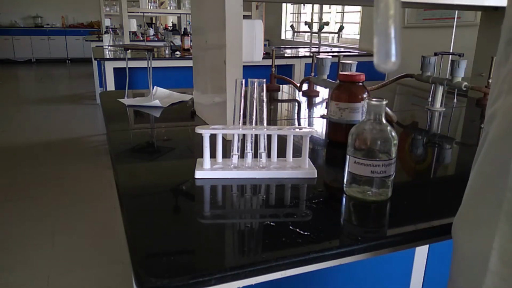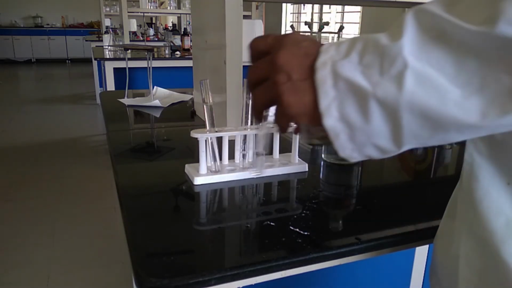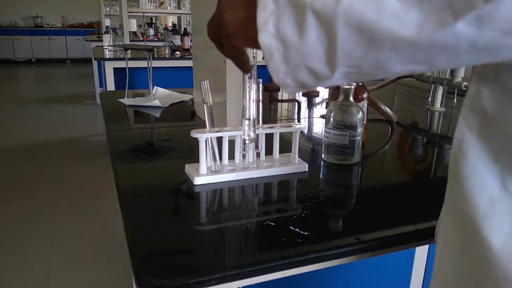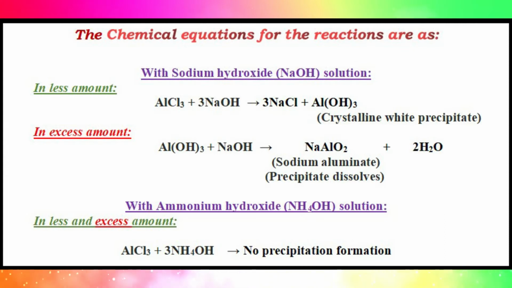We add in excess, it dissolves because aluminum is amphoteric in nature. When we add ammonium hydroxide into the aluminum salts, there is no such precipitate being formed. The chemical equations for the reactions are as: with sodium hydroxide in less amount, AlCl3 plus 3NaOH gives 3NaCl plus Al(OH)3. In excess amount, Al(OH)3 plus NaOH gives NaAlO2 plus 2H2O. With ammonium hydroxide, aluminium salts does not give any precipitate.